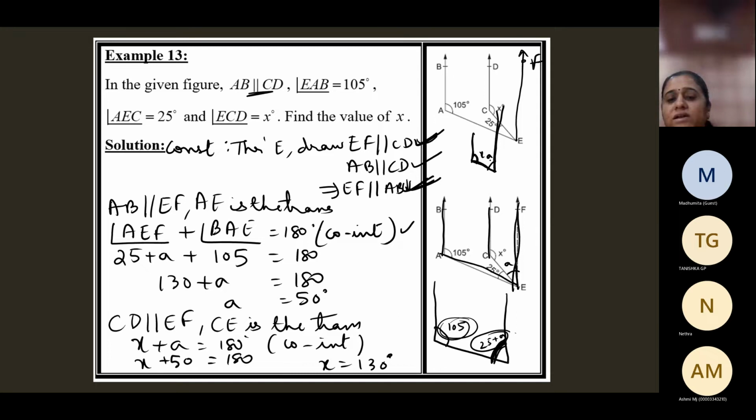So you can see these two angles, X and A, are co-interior angles. So they are supplementary. So X plus A is equal to 180. But we already know A is 50. So on solving that, you'll get X is 130 degrees.